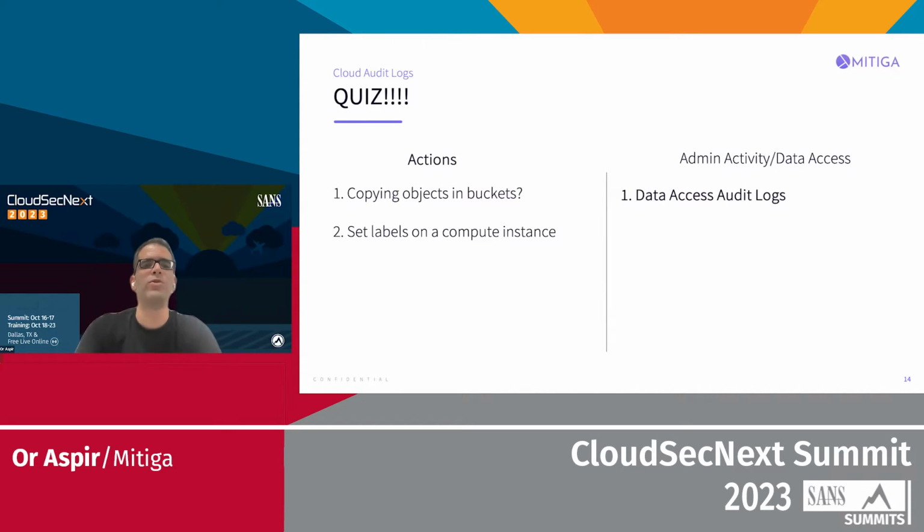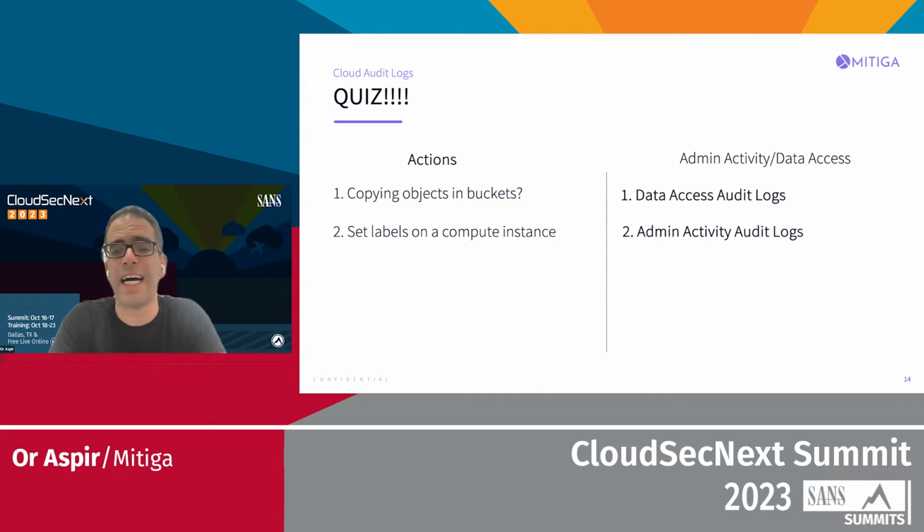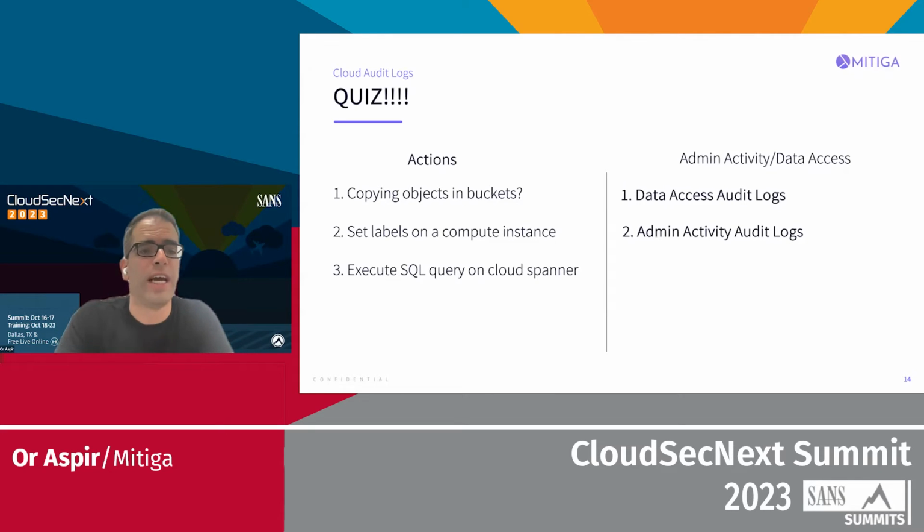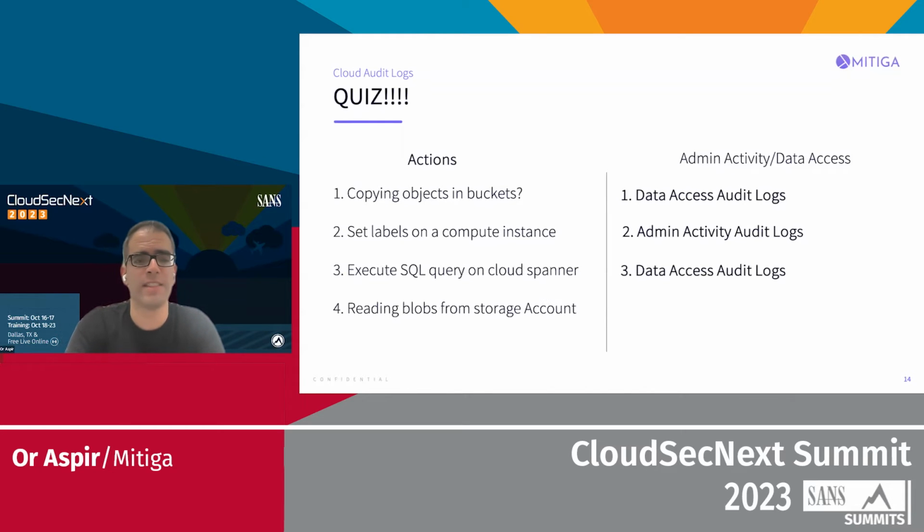Set labels on a compute instance, like a VM. What do you think it is? This is an admin activity audit log. Next, execute a SQL query on Cloud Spanner. Cloud Spanner is a different service in GCP. This is, of course, data access.